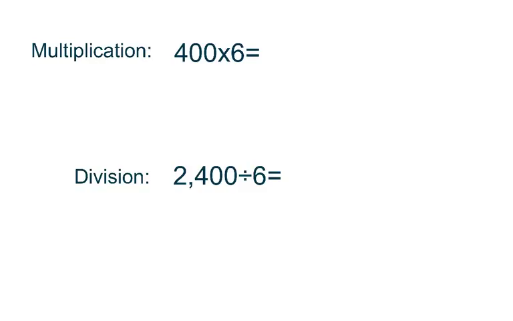Again, we're going to start off with multiplication because that's something that we know quite well. We see 2 zeros over here in 400, so we're going to cross those out. We're going to put them in our product. Now we're going to multiply 4 times 6, and we get 24. So our product is 2,400.